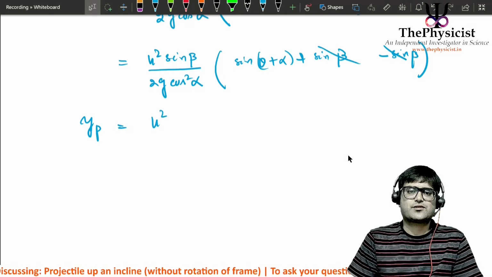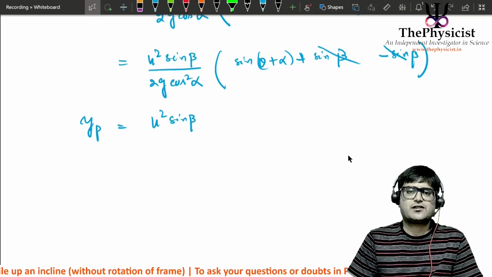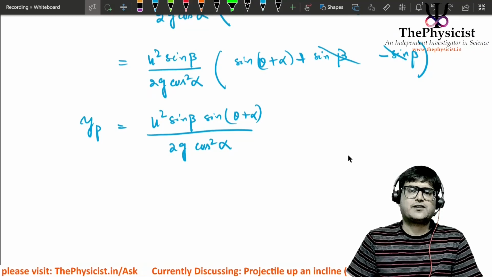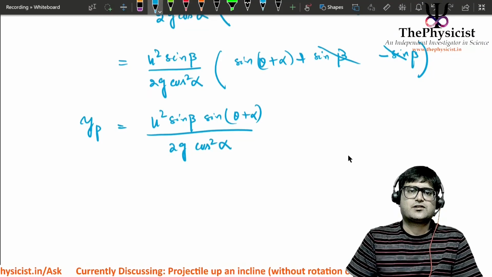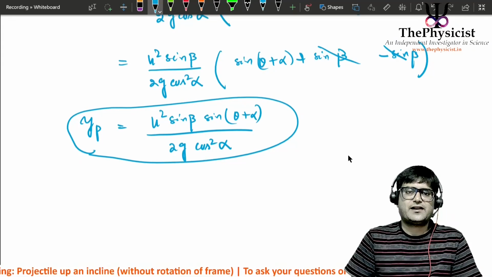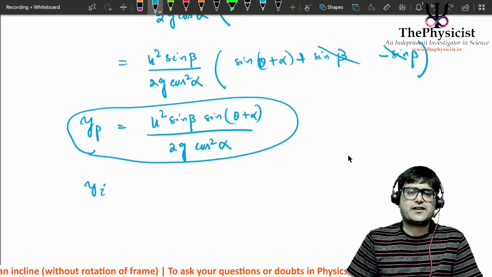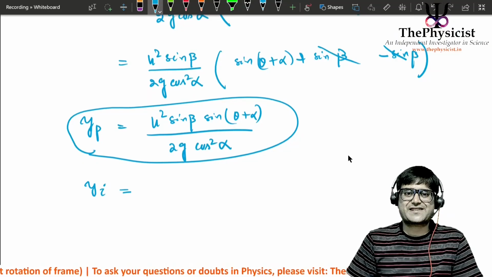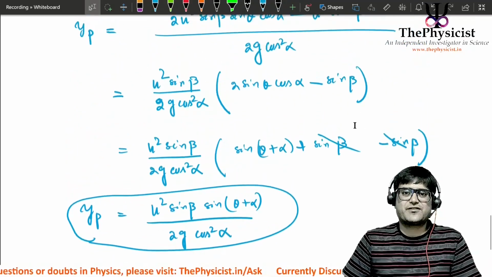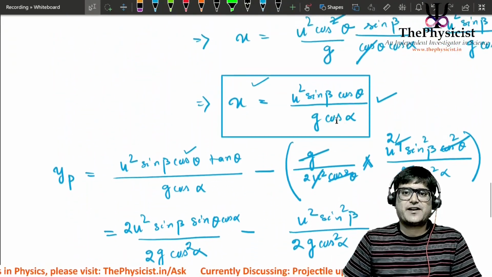So I have my yp equal to u squared sine beta sine theta plus alpha divided by 2g cos squared alpha. Right? So I have yp. I need yi. I just need y on the incline for the same value of x, which is just x tan alpha. But the value of x is already obtained here.